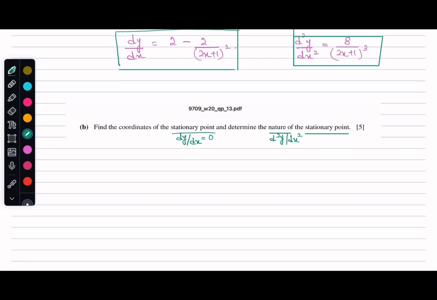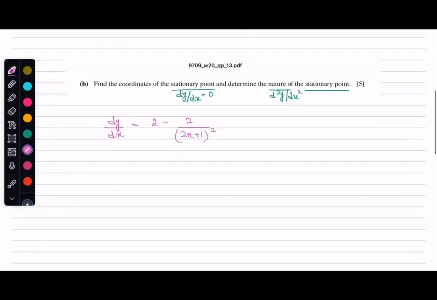So to get the stationary point, I have the first derivative from part A, which was 2 minus 2 over 2x plus 1 the whole square. So to get the stationary point, the first derivative needs to be 0. So this then shall be equal to 2 minus 2 over 2x plus 1 the whole square. Or solving it further, I can say it's 2 over 2x plus 1 the whole square, which then shall be equal to the 2.